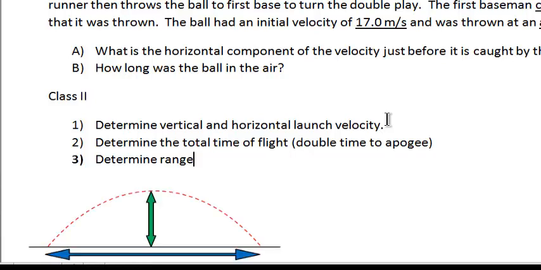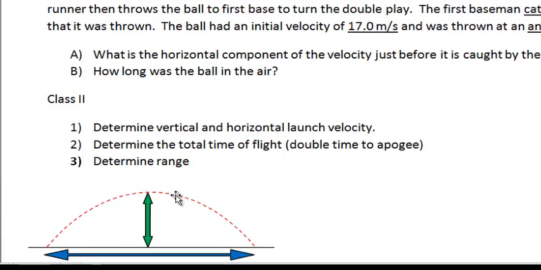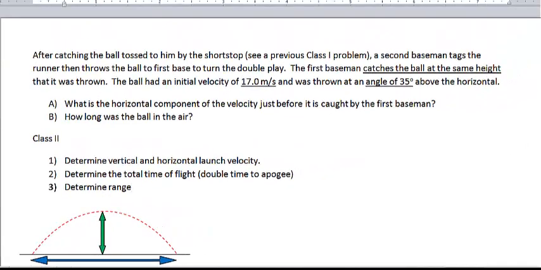I have a little picture that might help some. The red line is the trajectory. The distance from where it starts to where it ends is the range. That's your last step. And the green line here represents both the distance to apogee and the time to apogee. So I will use that picture on just about all of them.